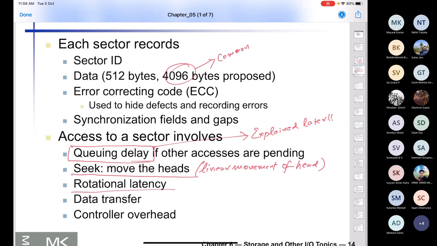Then there is a rotational latency of the disk, or maybe multiple disks. Then there is data transfer, which needs some time. It can happen only at finite speed. And finally, there is this controller overhead. So these are the delay components involved. Unfortunately, this and this depend on the address.